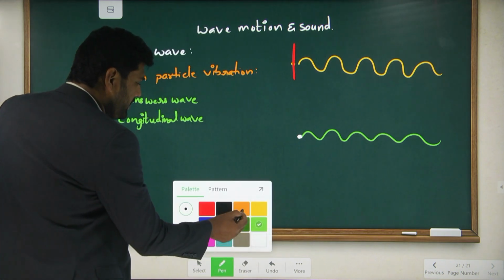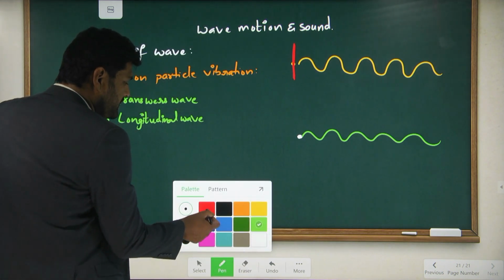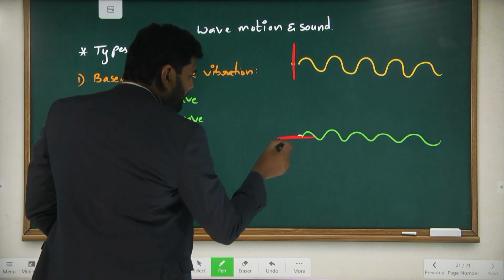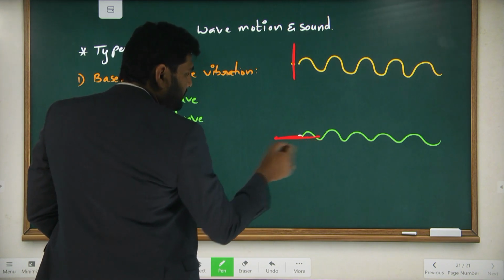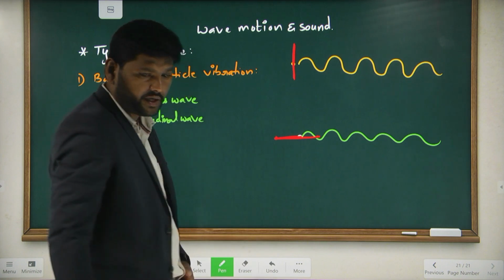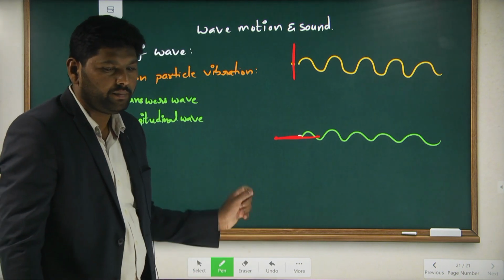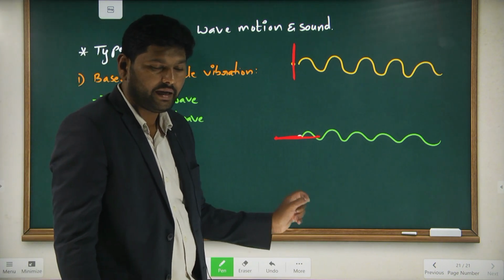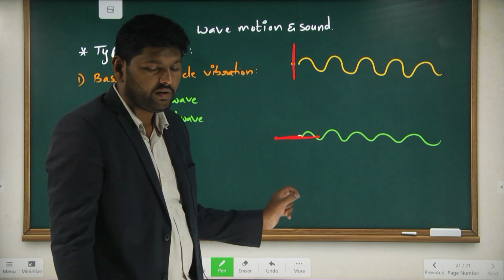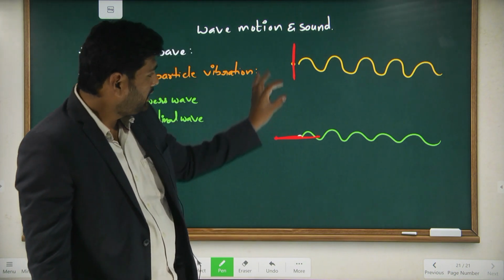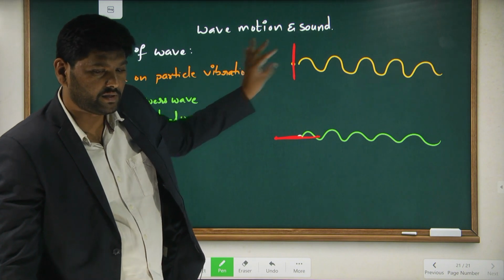The particle is vibrating in which direction? In this direction, this way, along the direction of the propagation. If the particle vibrates along the direction of propagation, the kind of wave is known as what? It is longitudinal wave. Here this is transverse wave.